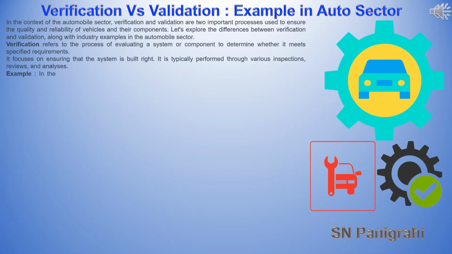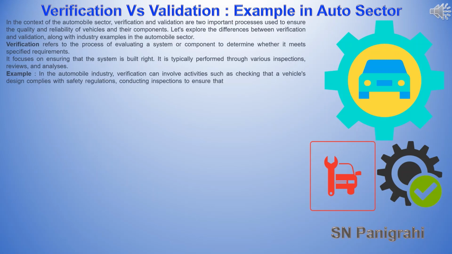Example: in the automobile industry, verification can involve activities such as checking that a vehicle's design complies with safety regulations, conducting inspections to ensure that the assembly of components follows the specified procedures, and performing tests to verify that individual parts meet the required performance standards.